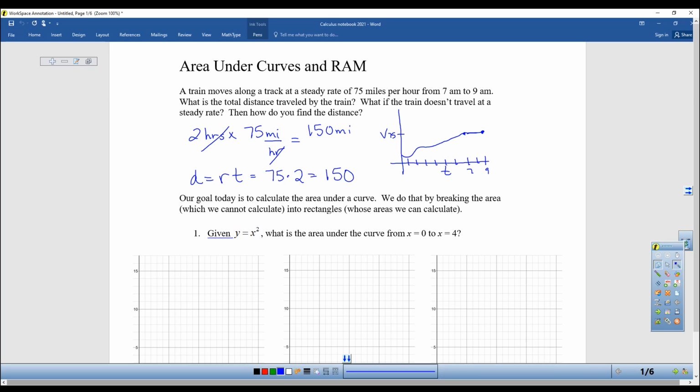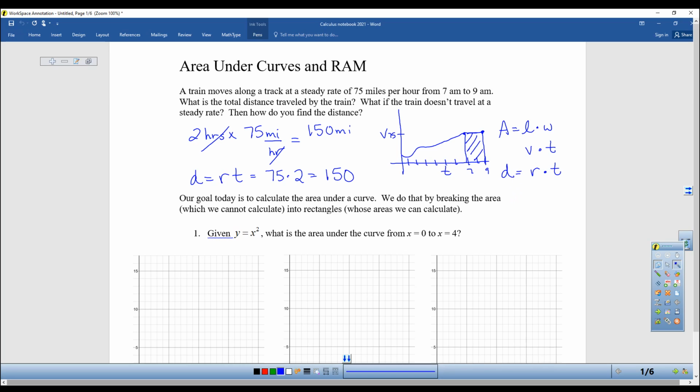Now, what's interesting is that if I make a rectangle underneath this, the area of a rectangle is length times width. In this case, that length is velocity, and that width is time. Velocity is also known as rate. So this area is the rate times the time. This area is the distance.